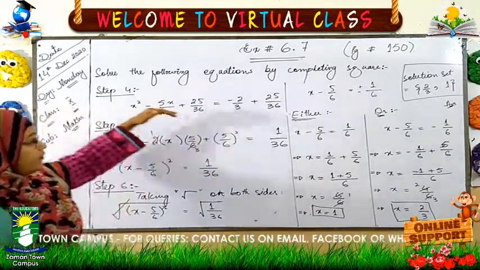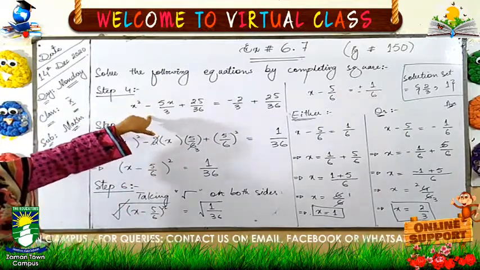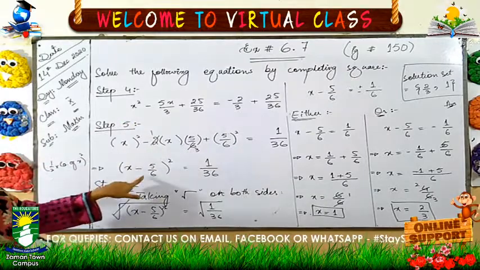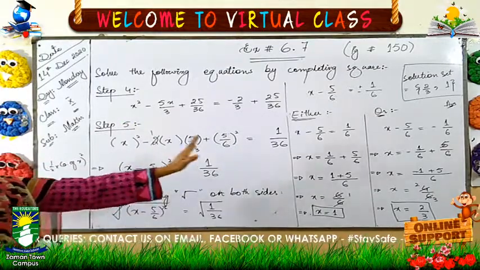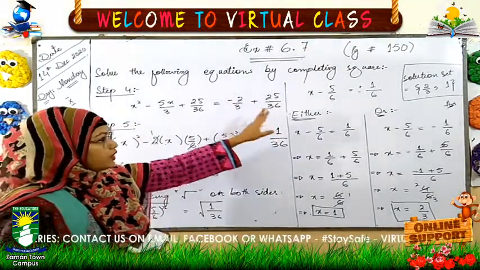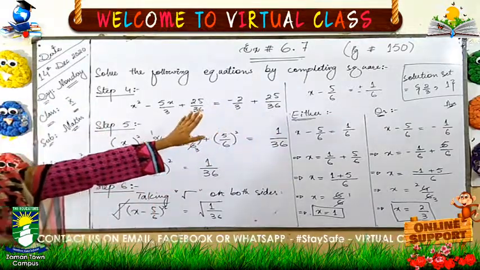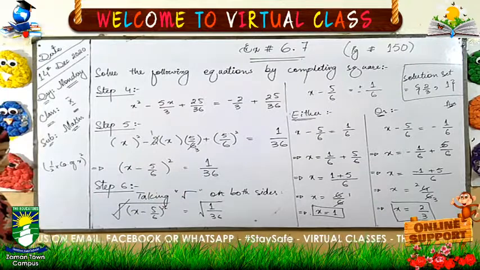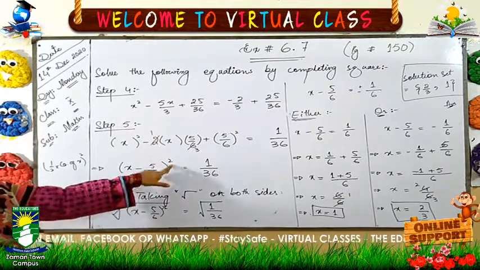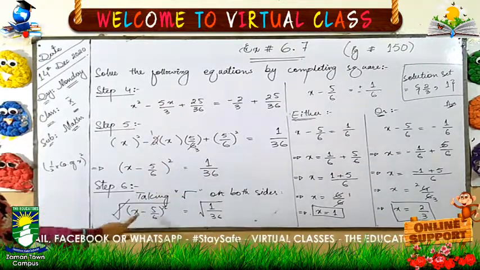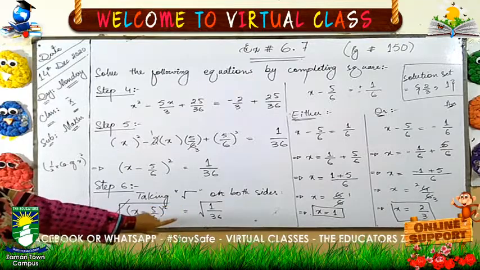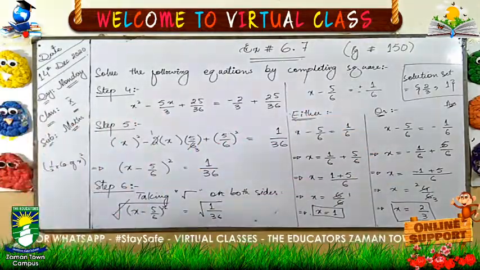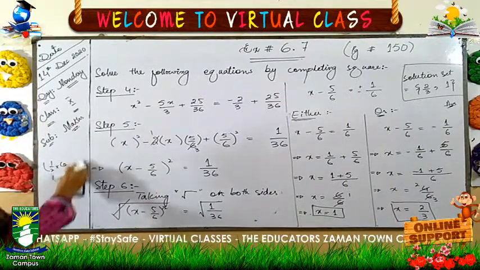After adding, we converted the left hand side into the perfect square, x minus 5 upon 6 whole square, and we solved the right hand side. Whatever the solution was, if it was for addition, we added, or if it was for subtraction, we subtracted. After that, for cancelling the square, we took root on both sides of equality, and then we solved it for plus or minus. Okay. Now come to the next question, and we will do the next one the same way.